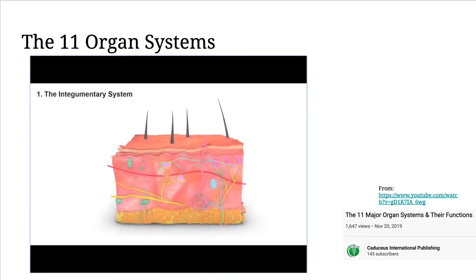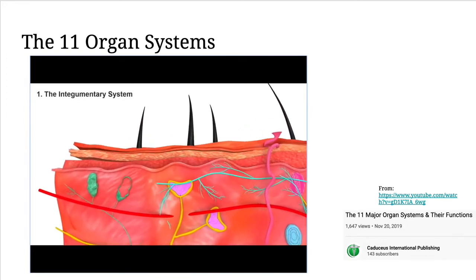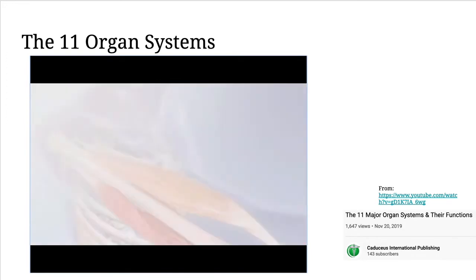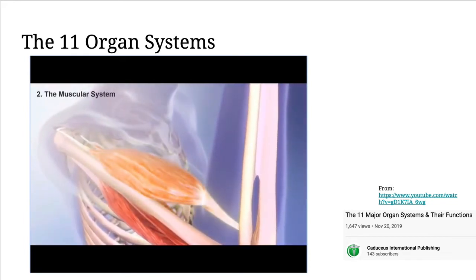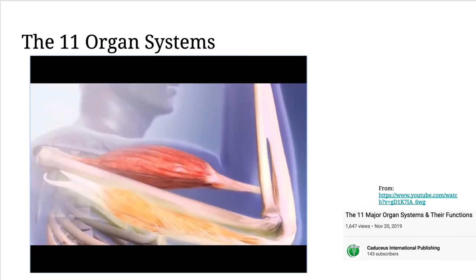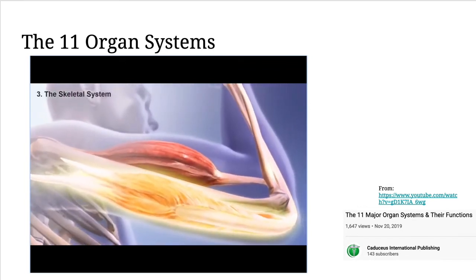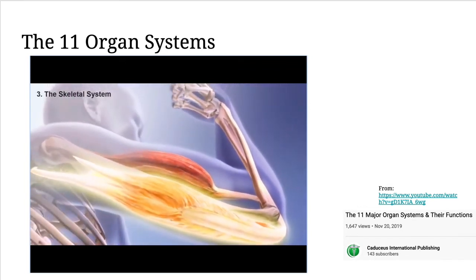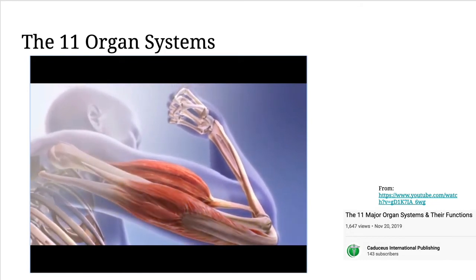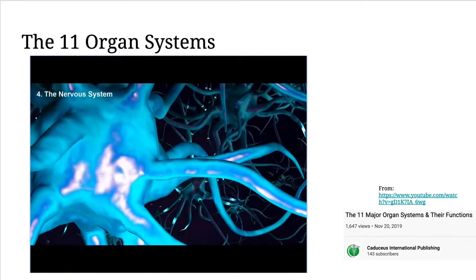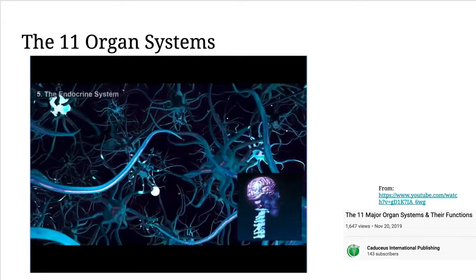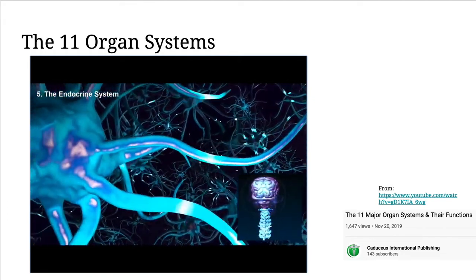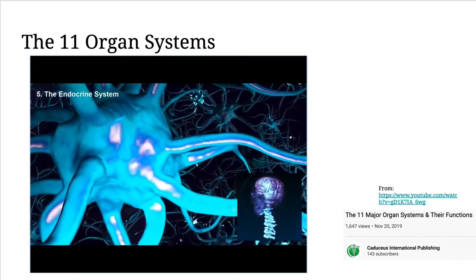The integumentary system has the main functions of protection and temperature regulation. The muscular system assists in movement and support, and connects bones to one another as well. The skeletal system provides protection, structural support, and assists with movement and blood production. The nervous system is the communication network and center. The endocrine system assists the nervous system with communication through message delivery.